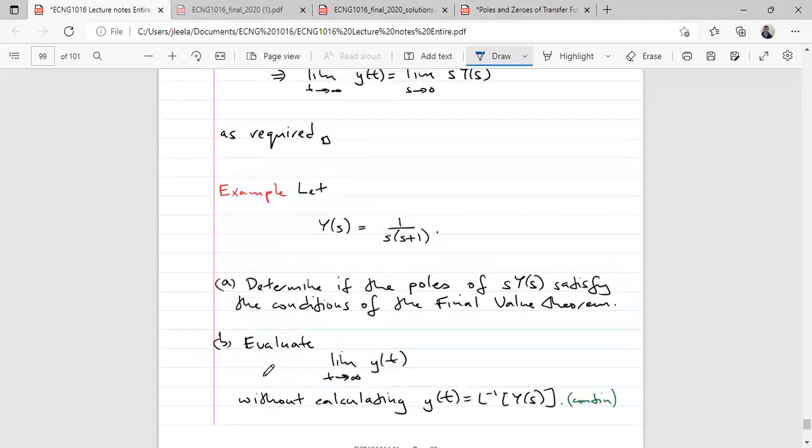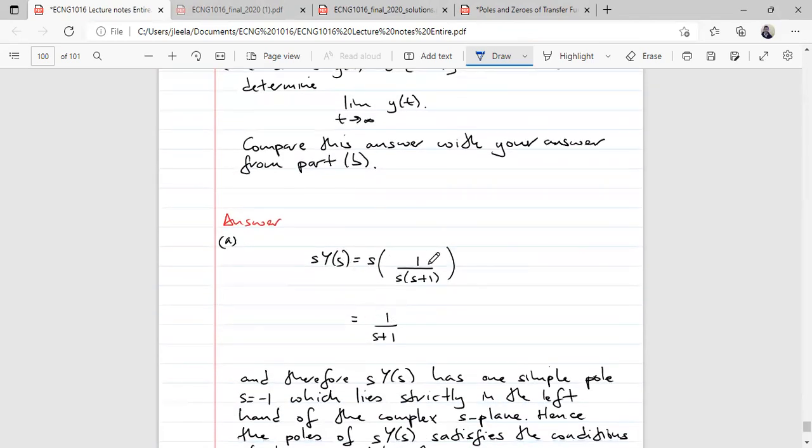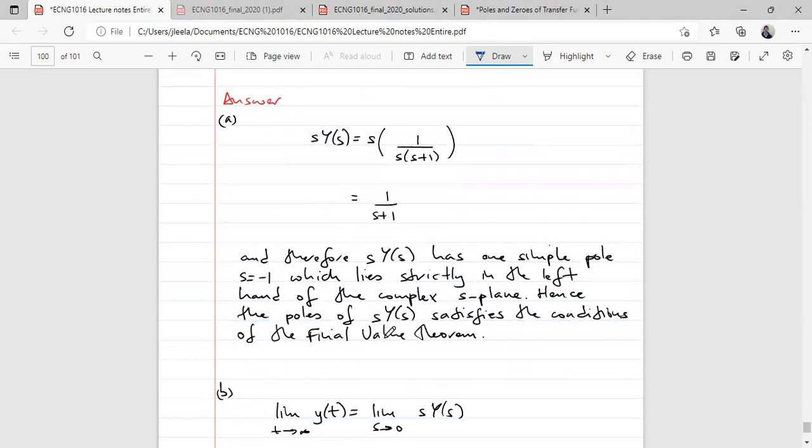So remember part A, you need to find sY(s). That will be s times 1 over s(s plus 1), which is just 1 over s plus 1. Which means sY(s) has a simple pole at s equals minus 1. Remember, to determine the poles, the poles are the zeros of the denominator. So s plus 1 has to equal 0, so s has to be minus 1. So minus 1 is a pole, a simple pole, because the order of the pole is 1.